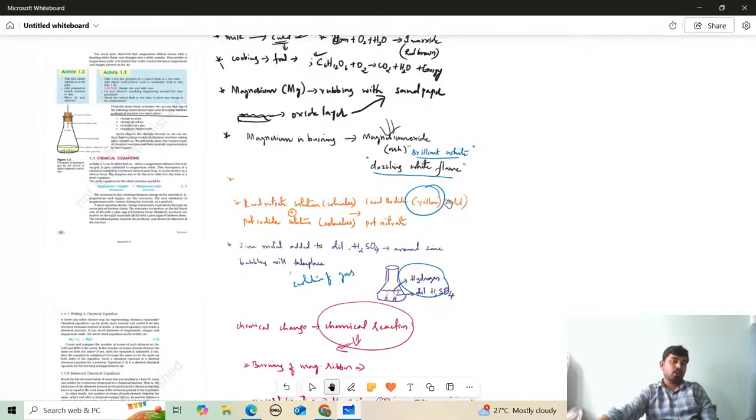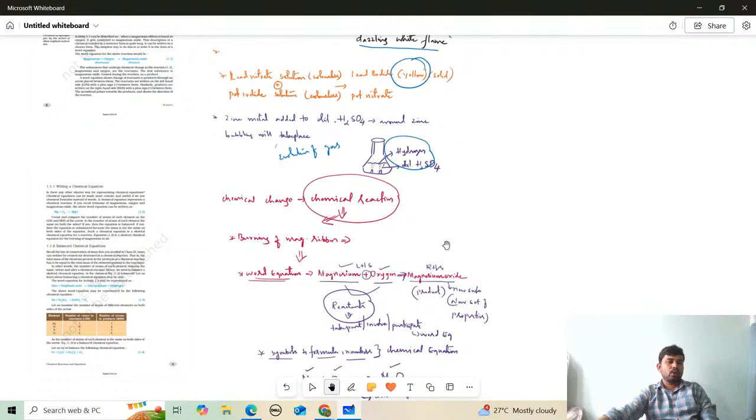Lead iodide is an insoluble substance. Then the addition of zinc into dilute sulfuric acid gives hydrogen gas, which explains the evolution of gas. Burning of magnesium ribbon gives a dazzling white color. There is a change in color, so we can say a change in physical properties. Oxygen is in the form of gas, but when it is in the form of magnesium oxide, it becomes a solid state. Whereas in the yellow precipitate, a color change takes place.